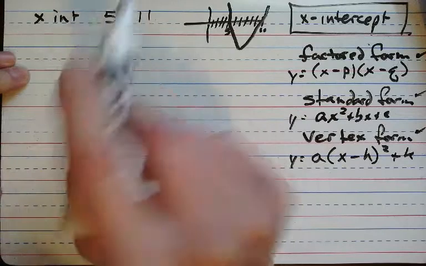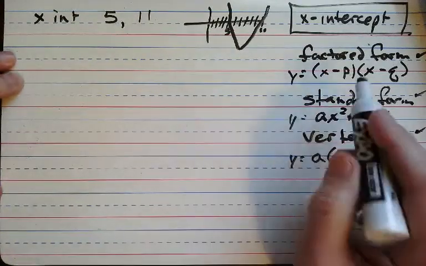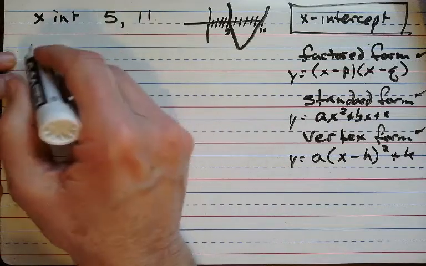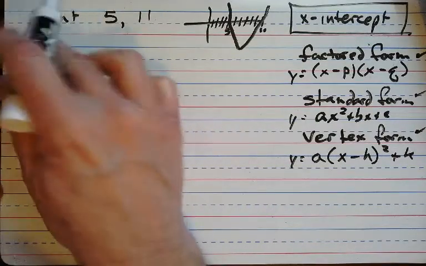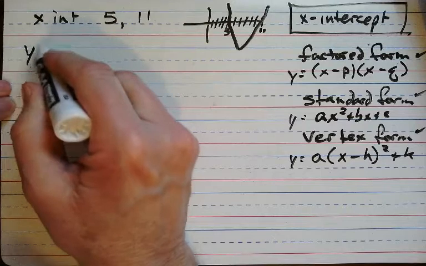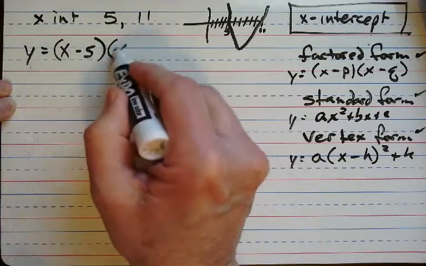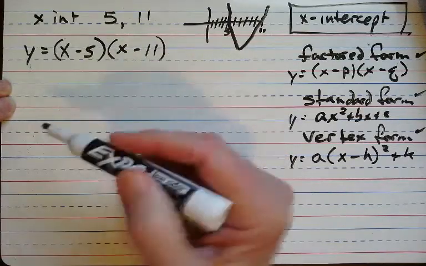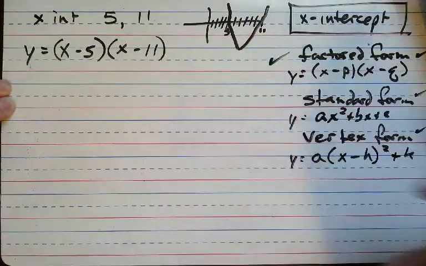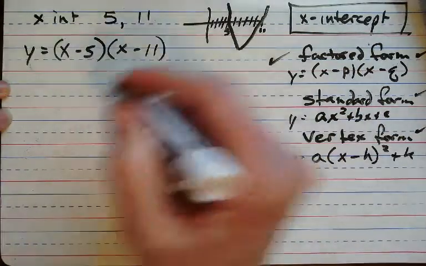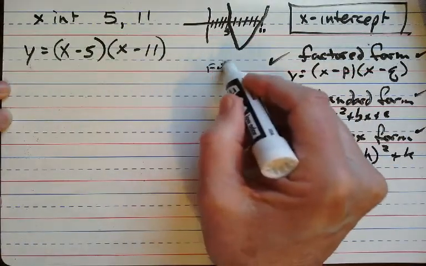Alright, so I should be able to do that with one hand tied behind my back. Okay, so what do we know about factors? The factors are always the opposite of the x-intercept. So that means y equals x minus 5 and x minus 11. Done. Factored form. Hey, that's the first one. Standard form. Now I have to do FOIL.